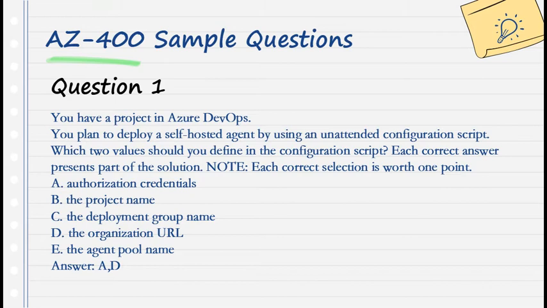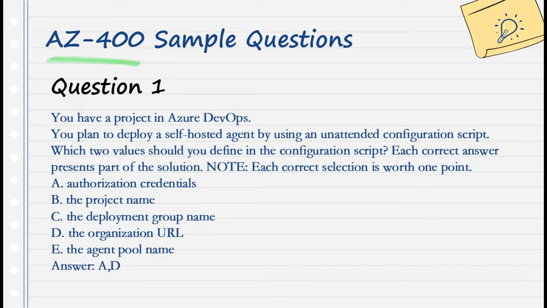Question 1. You have a project in Azure DevOps. You plan to deploy a self-hosted agent by using an unattended configuration script. Which two values should you define in the configuration script? Each correct answer presents part of the solution. Note: each correct selection is worth 1 point.